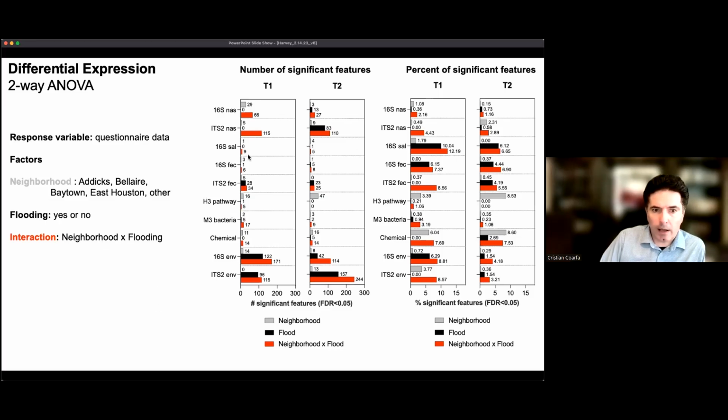And when you look at the number of features, and remember that we measure almost thousands of features in the environmental sample, not surprisingly, we have a lot of differential expression within the environmental samples. However, if we look at the data as a percentage of features measured, then we see that overall the differences are not quite as dramatic. So we get anywhere between 5 to 10% of the features showing up as significant.